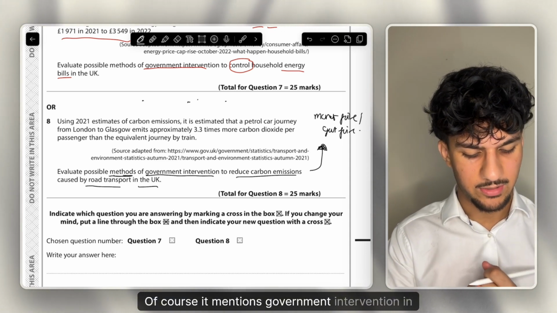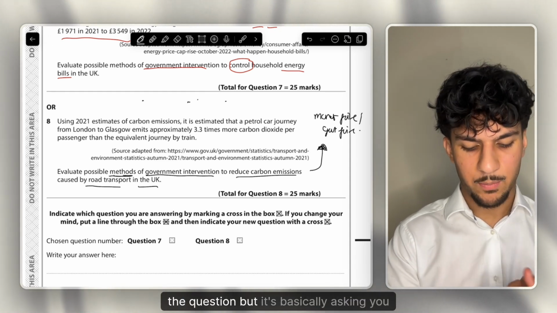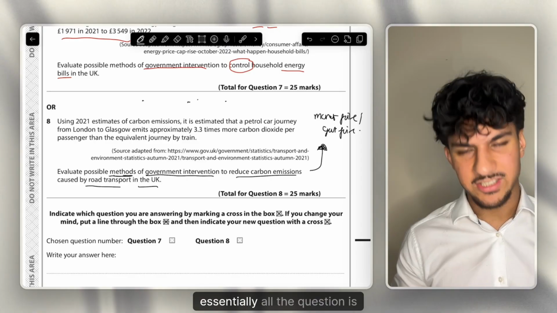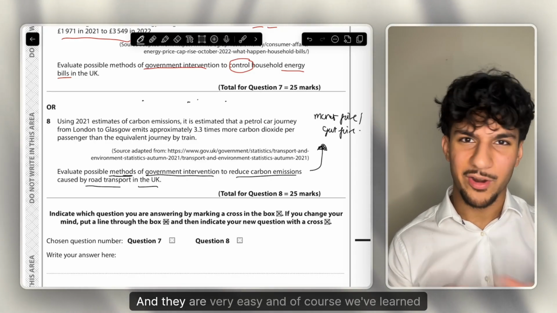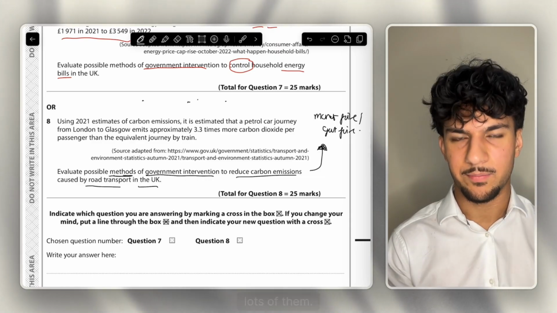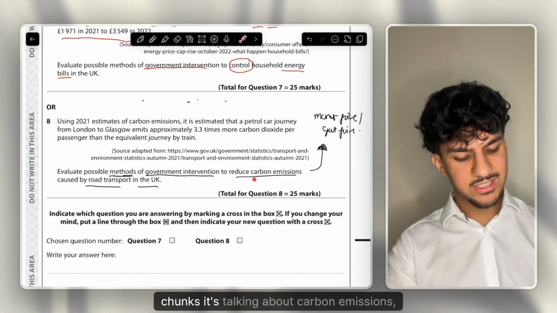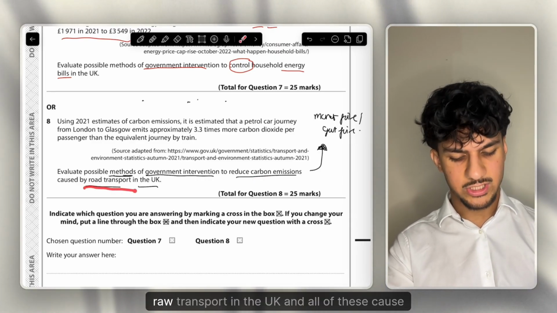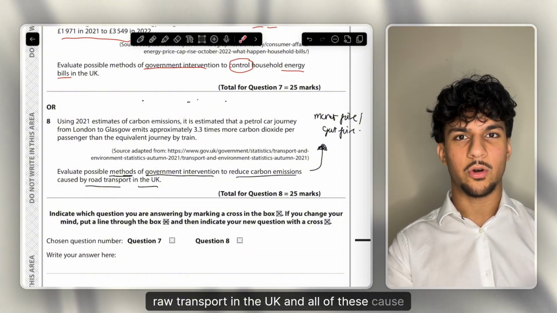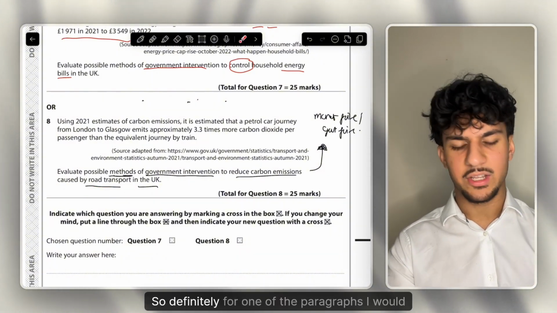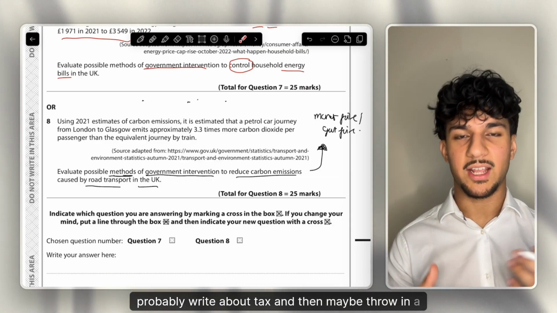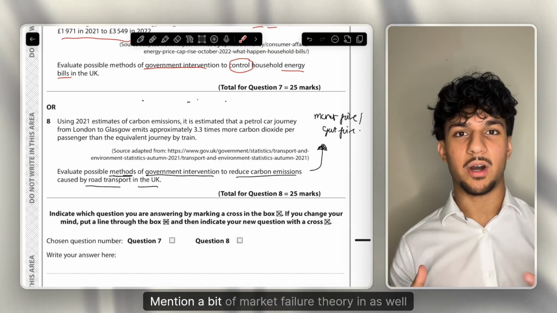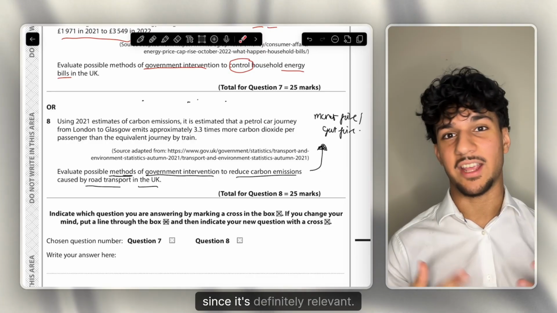Of course, it mentions government intervention in the question, but essentially all the question is asking is policies to solve market failure. And they are very easy, and of course we've learned lots of them. And if you break the question down in smaller chunks, it's talking about carbon emissions, road transport in the UK, and all of these cause negative externalities. So definitely for one of the paragraphs, I would probably write about tax, and then maybe throw in a negative externality diagram, mention a bit of market failure theory in as well, since it's definitely relevant.